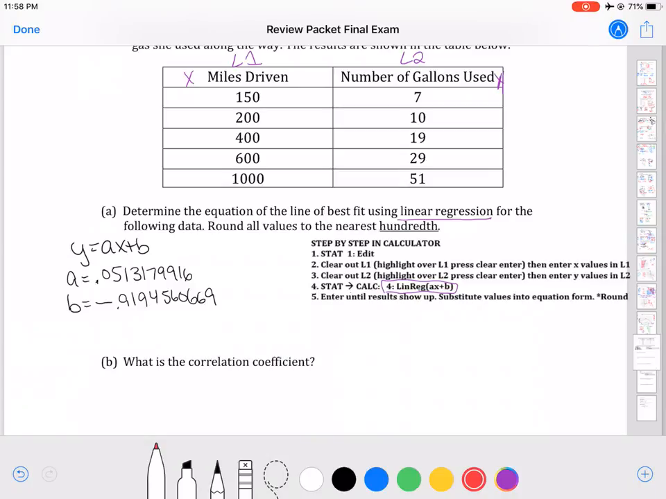So again, this is what should be on your calculator screen. You should have an R value as well, but we'll talk about that once we get to part B. So for part A, that's technically all the information you need to write your answer. We're at this point right now.